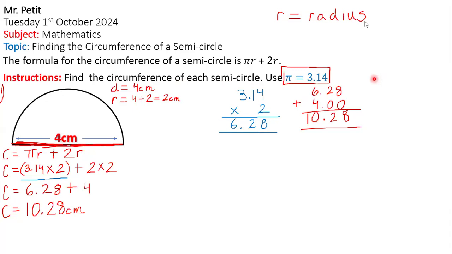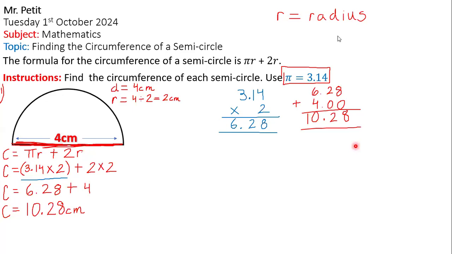Excuse me, Mr. Petit. Yes, Ronald. You see how you add 6.28 plus 4? Where did you get the other zeros from? Oh, okay, they're placeholders. So 4 is in the ones place, and I need something to put in the box, so I put the zeros as placeholders. Oh, okay. Thank you. No problem.